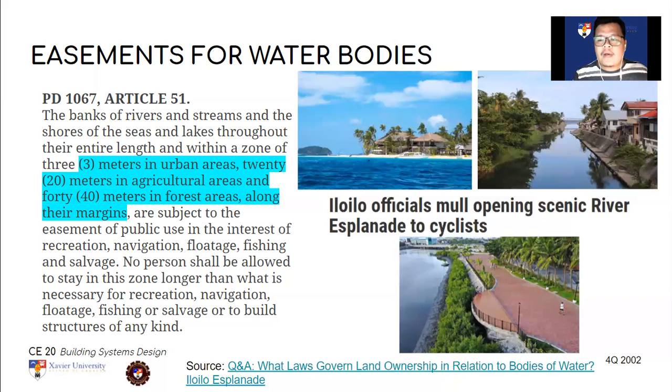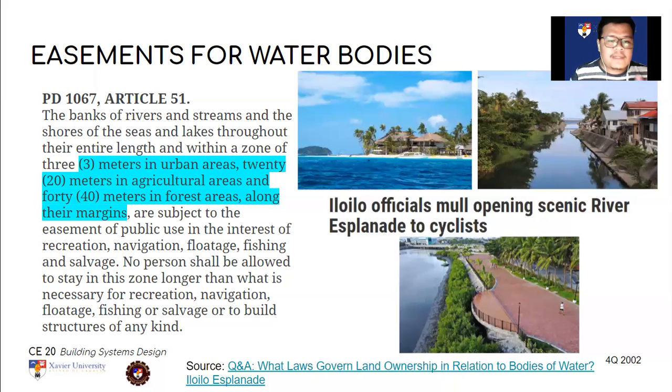So there's no reason why most of our houses are located in flood-prone zones. Okay, but the law is clear that we should have this easement for us to build away from danger zones. So in your site development plans, if ever I find water bodies, lakes, or even shores or beaches, they need to follow this trend. 3 meters in urban, 20 in agriculture, 40 in forest areas.